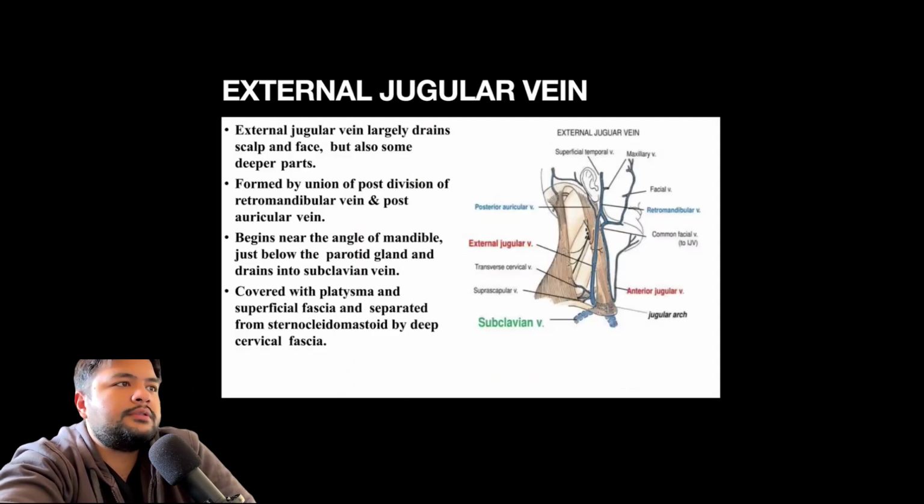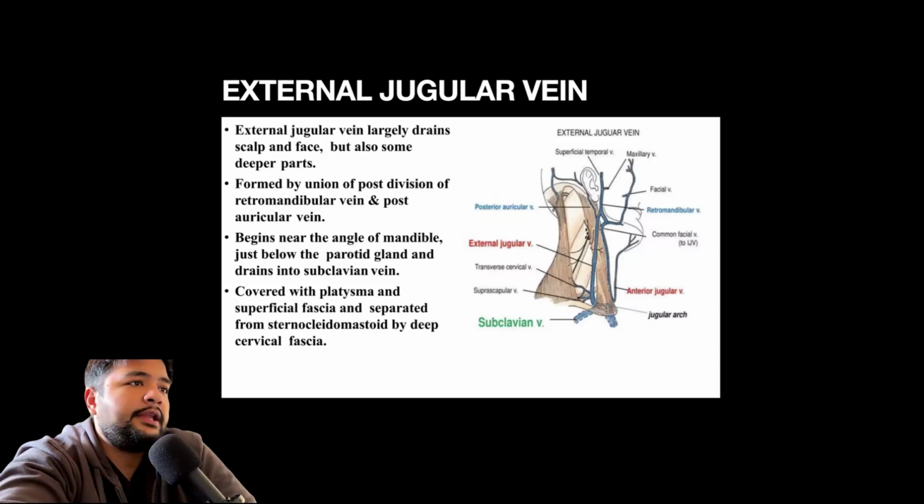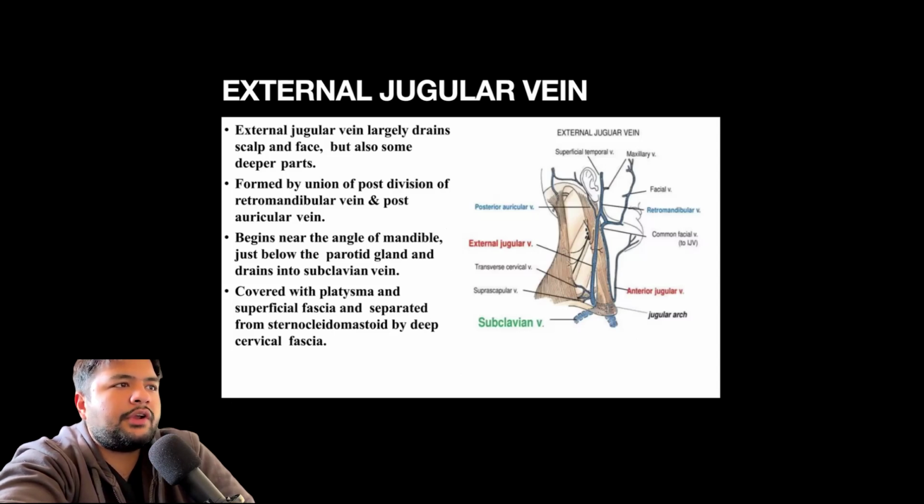You might not be drawing this in your exams, but it is very important for your basic understanding of the venous network. The external jugular vein drains the scalp and face, but also some deeper parts, and is formed by the union of the posterior division of the retromandibular vein and the posterior auricular vein. It begins near the angle of the mandible, just below the parotid gland, and drains into the subclavian vein. It is covered with platysma and superficial fascia and separated from sternocleidomastoid by deep cervical fascia.